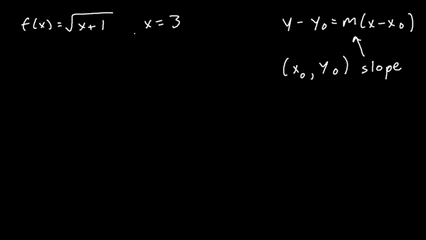Let's go ahead and find the equation of the tangent line for this function at x equals 3. So first off, we need to find a point on the graph, x null and y null.